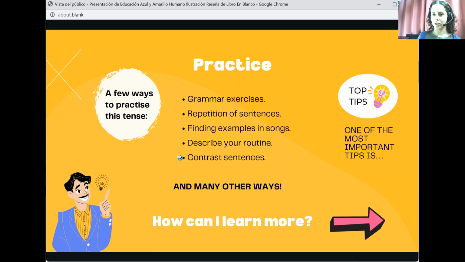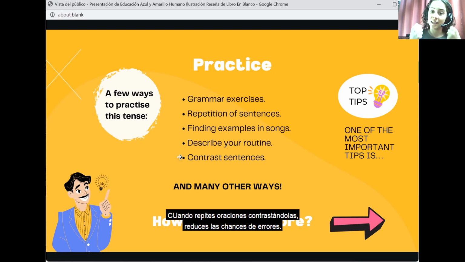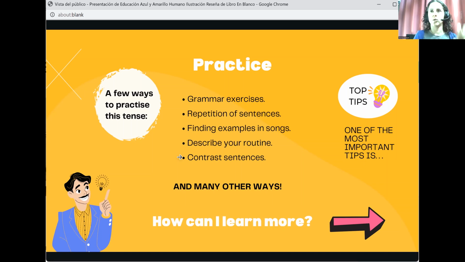Contrast. Very important. Contrast. I work. She works. You don't like rock music. She doesn't like rock music. Contrast all the time, because when you repeat these sentences in this kind of contrast, you reduce the chances of making a mistake. I work, she works. I go, she goes. I play, he plays. Es muy poco probable que después diga I plays. Lo repetí tanto, lo contrasté tanto. Yeah? So practice makes perfect.